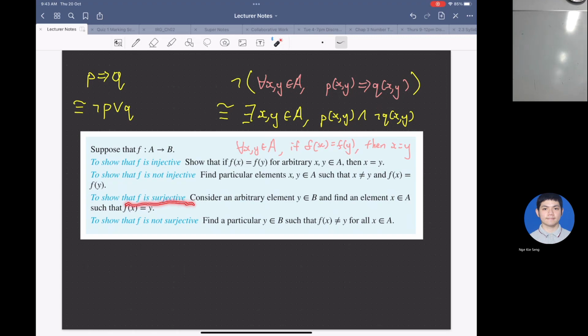To show that f is surjective, consider an arbitrary element in B. You want to find an element in A such that f(x) equals y. You find a pre-image that gets sent to it. If it is not surjective, you just need to find one element in B such that there's no pre-image that's sent to it. Okay, next.